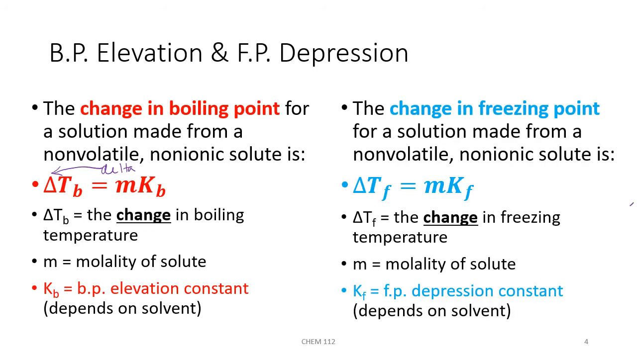The change in the freezing point, or delta TF, is equal to mKf. Delta TF will be the change, so we're going to have to figure out what the real freezing point is in order to see how it changes. Little m is still molality, so moles of solute per kilogram of solvent. And Kf represents the freezing point depression constant. Just like Kb, that will directly depend upon the solvent that's being used to make up the solution.